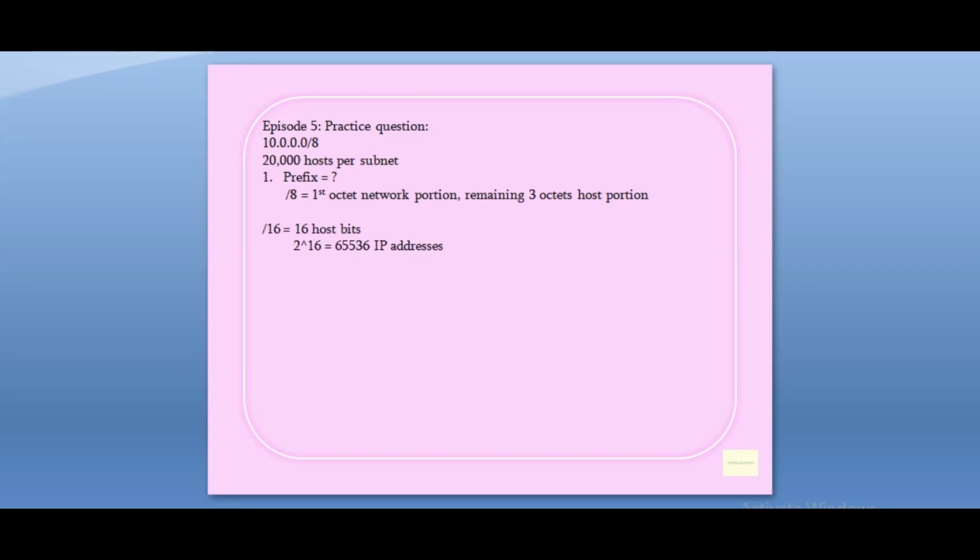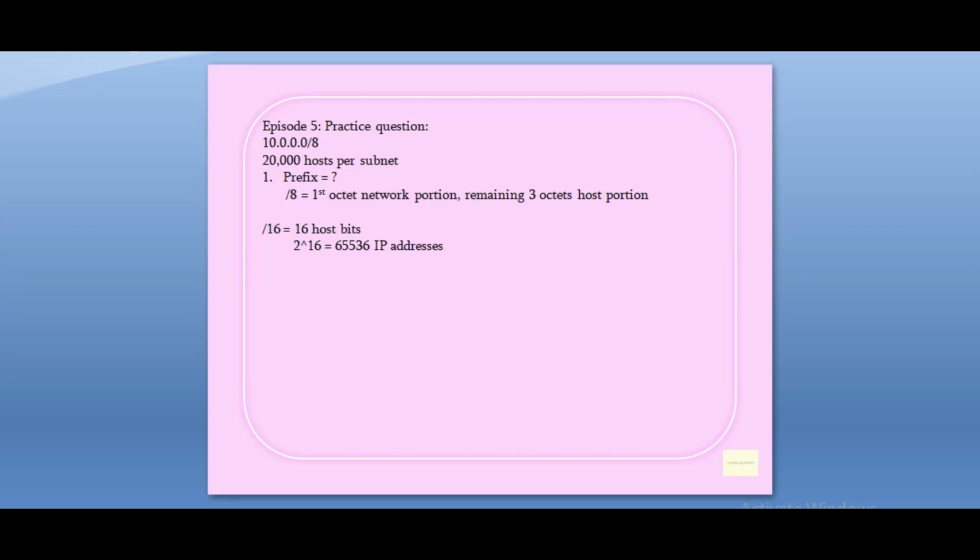Here we have the network 10.0.0.0/8 and as per the requirement we need 20,000 hosts per subnet. The first question is what prefix should we use? Remember that /8 has the first octet as the network portion and the remaining 3 octets as the host portion. So let's start with /16 first. With /16 we have 16 host bits, which gives us 65,536 IP addresses, which is greater than our requirement.